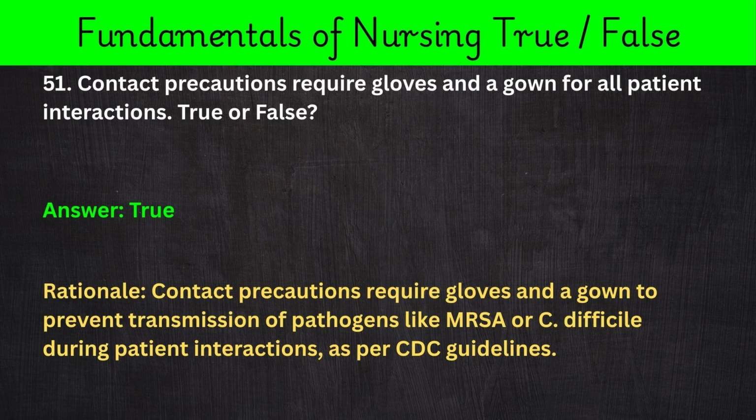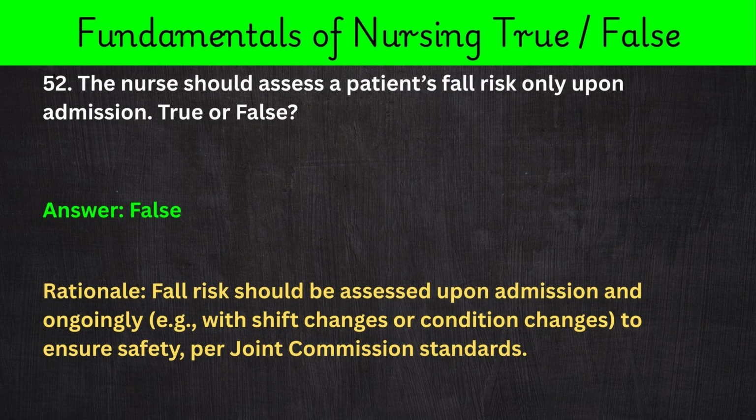True or false? Answer. True. Rationale. Contact precautions require gloves and a gown to prevent transmission of pathogens like MRSA or C. difficile during patient interactions, as per CDC guidelines. 52. The nurse should assess a patient's fall risk only upon admission.